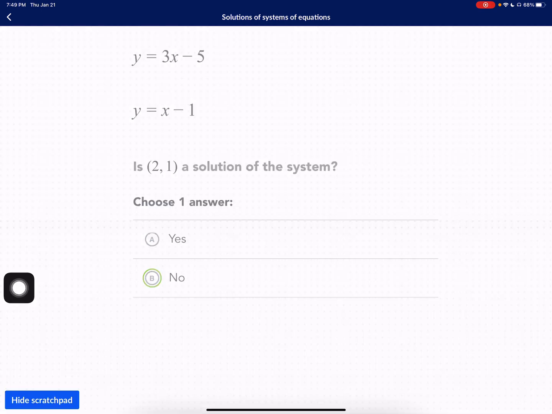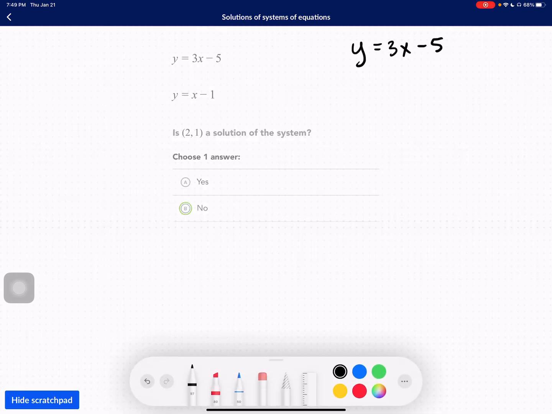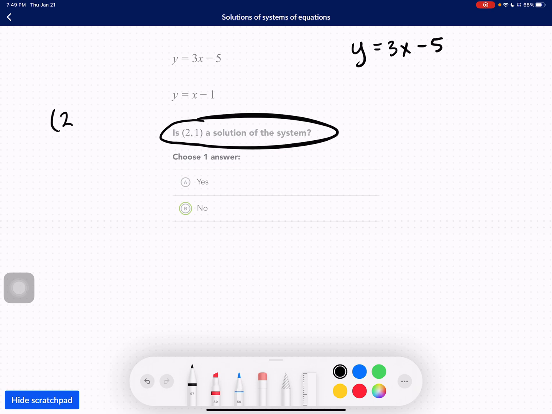So let's say here I have y equals 3x minus 5. So I'm going to rewrite that over here. So y equals 3x minus 5. Whoops, hold on. I need to zoom out to use all my colors. There we go. Okay, and it's asking me, is 2 comma 1 a solution of the system? So the point 2 comma 1, the 2 is the x coordinate and the 1 is the y coordinate.